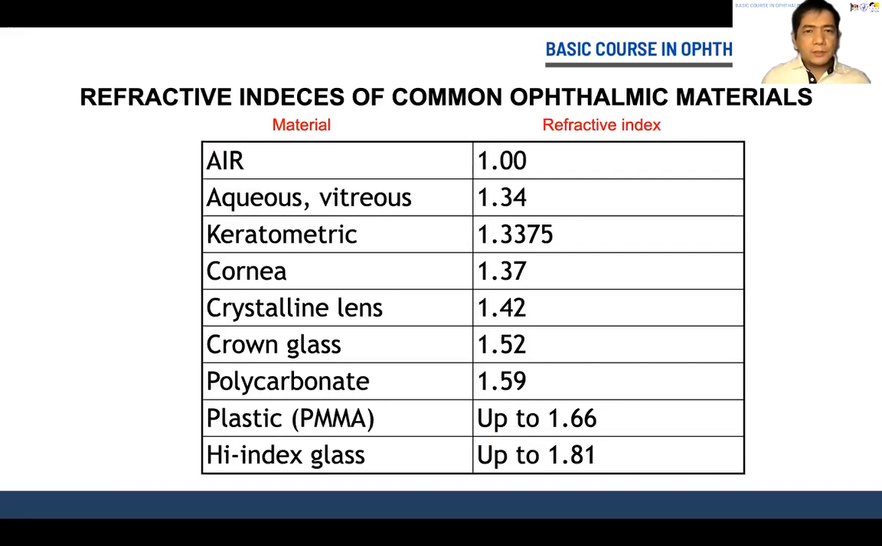So there are different refractive indices of common ophthalmic materials. What I would like you to focus on here is the index of refraction of air, cornea, and crystalline lens. The air has an index of refraction of 1.00, while the cornea has 1.37. So there is a big difference of 0.37 in the index of refraction, the cornea having a greater index of refraction as compared to air.